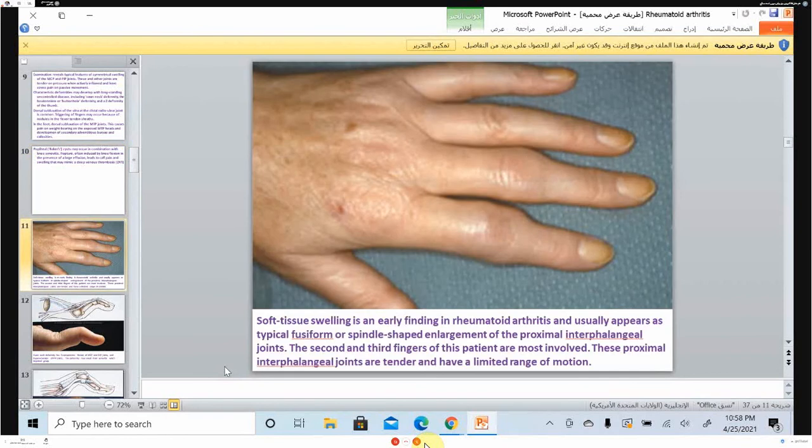This is a picture showing the evidence of soft tissue swelling, which is an early finding in rheumatoid arthritis, usually appearing as a typical fusiform or spindle-shaped enlargement of the proximal interphalangeal joints. The second and third fingers of this patient are mostly involved. The proximal interphalangeal joints are tender and have a limited range of motion.